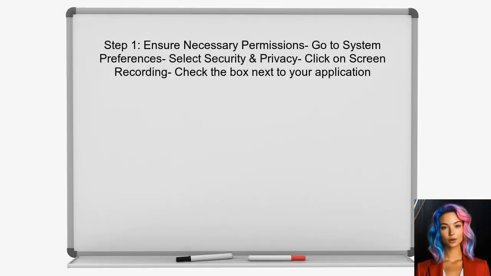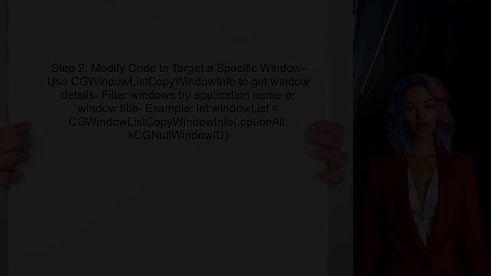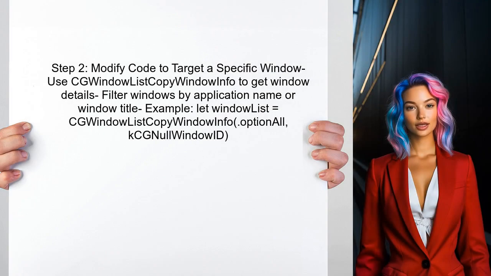To capture a specified window in macOS, the user should first ensure they have the necessary permissions. This includes allowing screen recording for the application that will be capturing the video. Next, the user needs to modify the existing code to target a specific window.